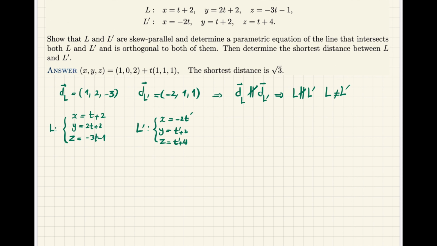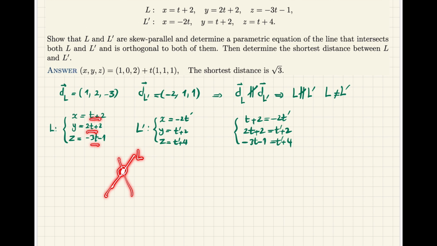If they are going to be intersecting, there should be one single point which satisfies the equations of these two, yes? So in principle, I need to equate the x values. So I will say that t plus 2 is minus 2t prime if they are going to be intersecting, and then 2t plus 2 should be equal to t prime plus 2, and minus 3t minus 1 should be t prime plus 4. So what I'm saying is that if there is a point that lies on these two lines, because it lies on the line L, its coordinates should follow these rules. And because it is on L prime simultaneously, its coordinates should satisfy these rules.